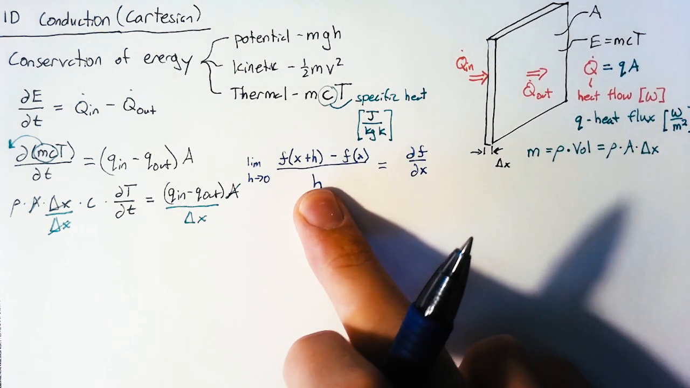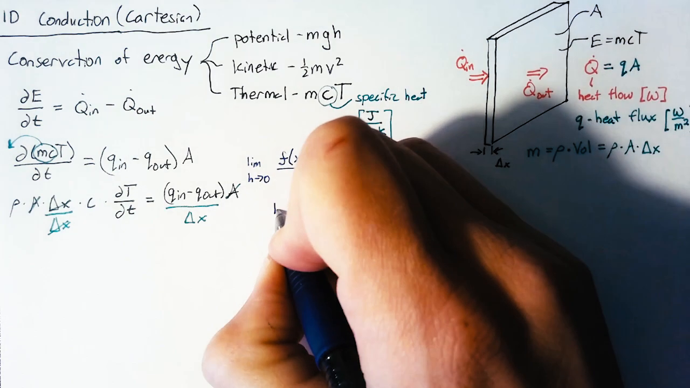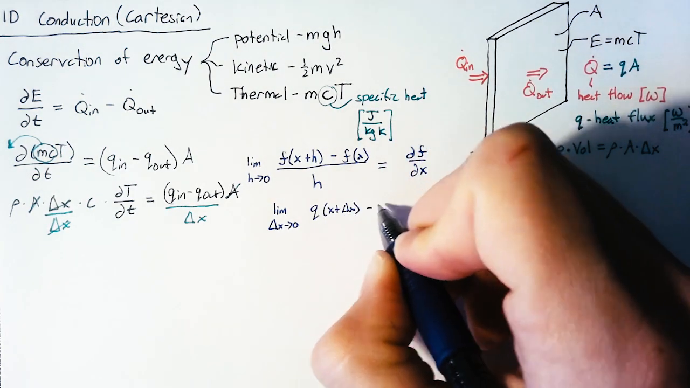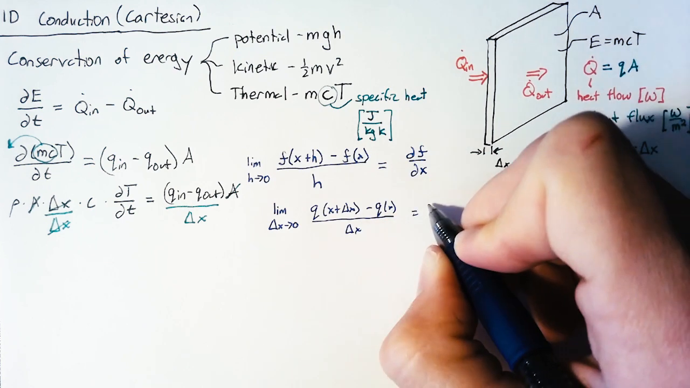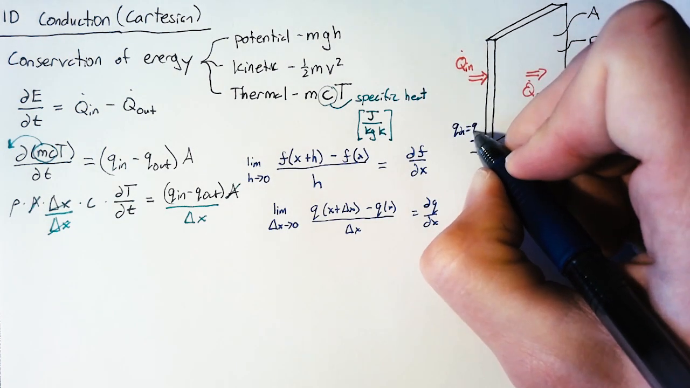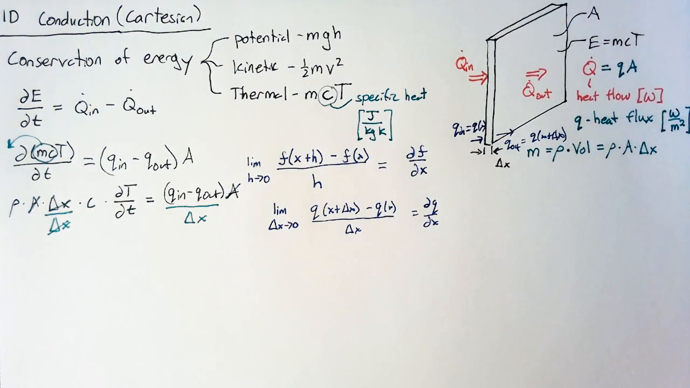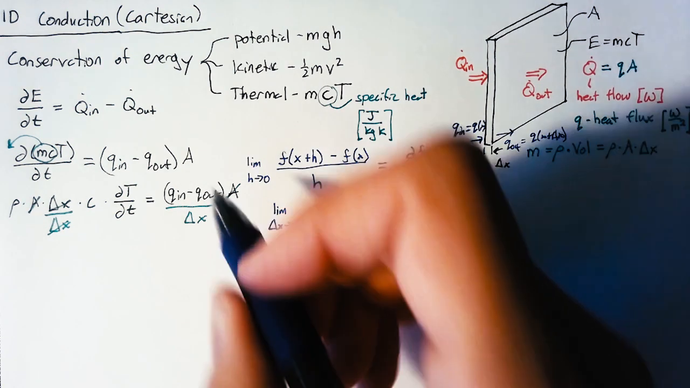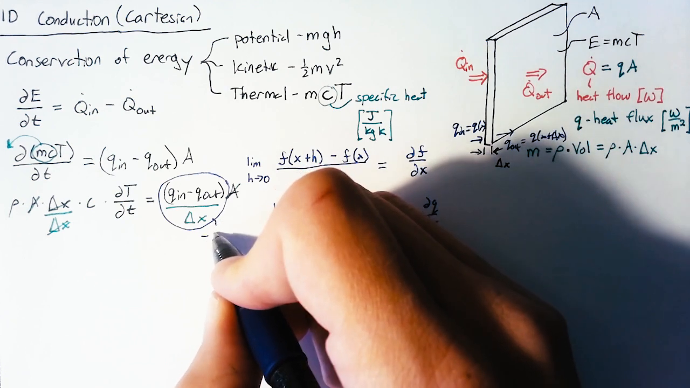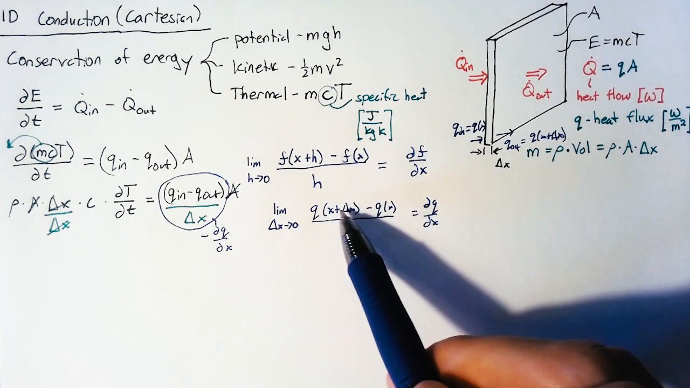So if we apply this using q instead of f and delta x instead of h, we can say that the limit as delta x goes to 0 of q of x plus delta x minus q of x over delta x is going to be equal to the derivative of q with respect to x. We're going to treat this q in over here as q of x, and we're going to treat this q out as q of x plus delta x. And so what this means is that this entire term here can be written as a negative derivative of q with respect to x. That negative comes in because what we expect to have is a q out here and a q in here.